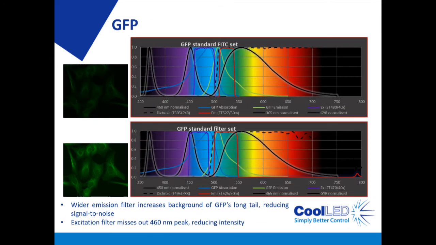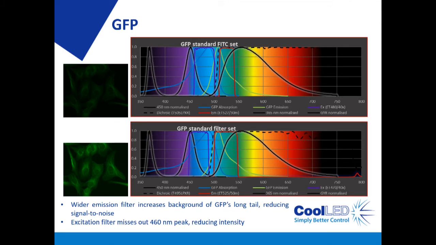Moving along to GFP, here we have two sets of standard filters. In our first case, we have a lower intensity, and this is due to the excitation filter, which, although it sits over the absorbance peak of GFP, doesn't sit over the 460 nanometer LED. In our second example, we have a higher intensity, and this is due to the excitation filter, which spans both the LED and the absorbance peak of GFP. However, we also have a slightly higher background, and this is due to the wider emission filter.